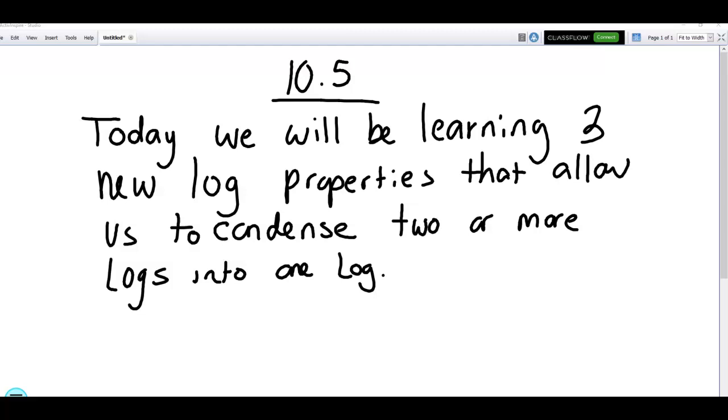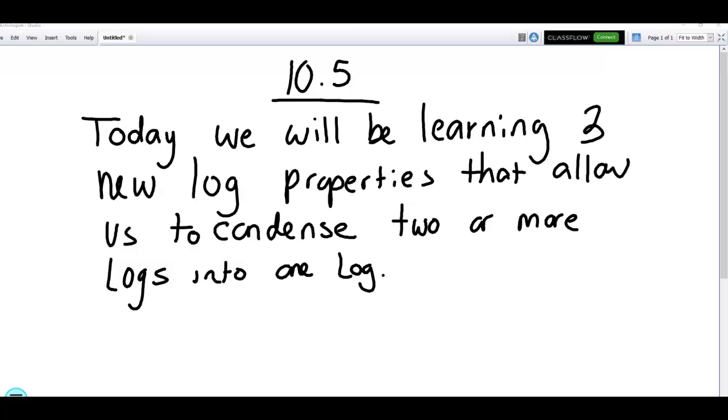So far, guys, I've shared with you 6 facts or properties, 6 rules about logs. I'm going to give you guys 3 new ones today. The purpose of these 3 properties is so that you can take expressions which have multiple logs and put them together into one log.